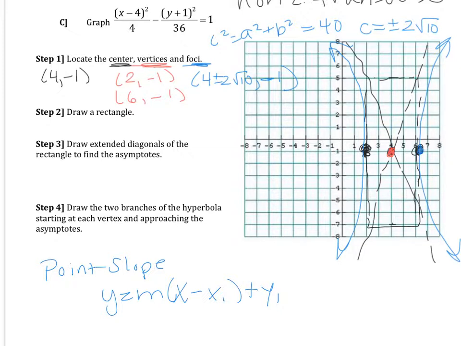And our slope is still given to us by the ratio of b to a. Right, so in this case, if we rise and run, we rise 6, we run 2. So our slope is 3 or negative 3, depending on which asymptote we're on. So plus or minus 3 is our slope. And x minus x1, if we're going to use the center, x minus 4 plus y1. So the center is (4, -1). So plus a negative 1, or minus 1. Okay, so our asymptotes are given by the equation y equals plus or minus 3 times (x minus 4) minus 1.